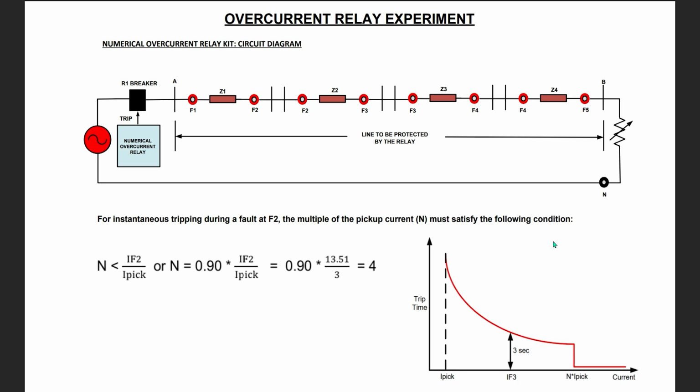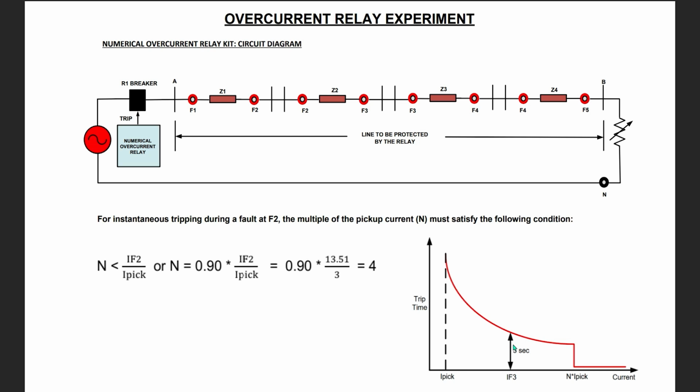For instantaneous tripping for a fault at F2, the multiple of the pickup current, designated as N, must satisfy the following condition. That is, N should be less than the ratio of the fault current IF2 to the pickup current, or N is taken as 90% of this ratio. From this, the value of the multiplier N is calculated as 4.